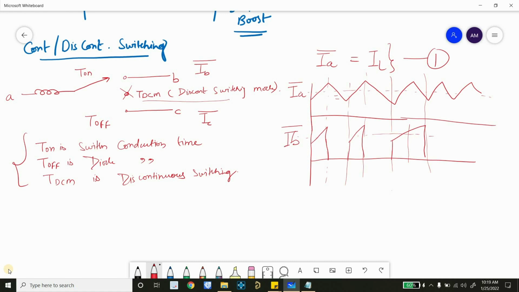Now let's talk about when the switch is off. When the switch is off, only this part of the waveform can be seen on our scope, if we are talking about only the off state. What will be the average current flowing through node C? That will be I_C average, right? Now we're going to calculate this in terms of the duty cycle. So let's see what we'll get.